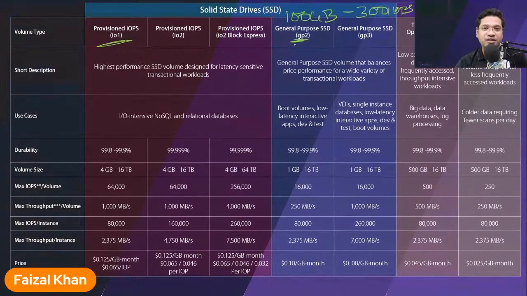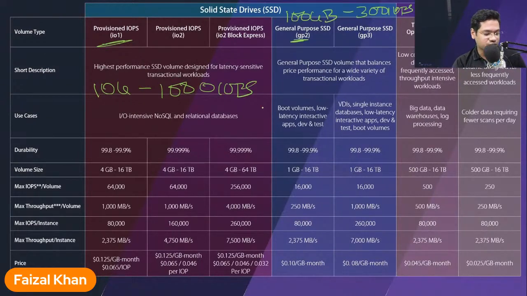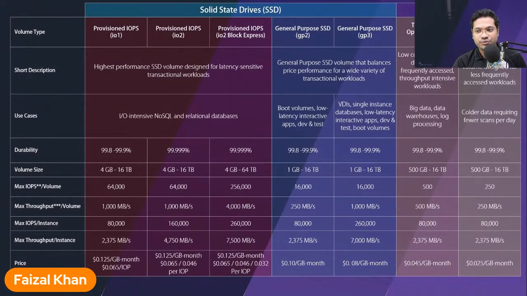IOPS per GB kind of concept. You can individually assign GB and you can individually assign IOPS, right? So with IO1, I can have a hard drive that is maybe only 10 GB in size, but then I can assign 1000 IOPS or 10,000 IOPS, right? So it doesn't limit me between the size of my volumes as well as the number of IOPS that I need. That's why you have these provisioned IOPS volumes.